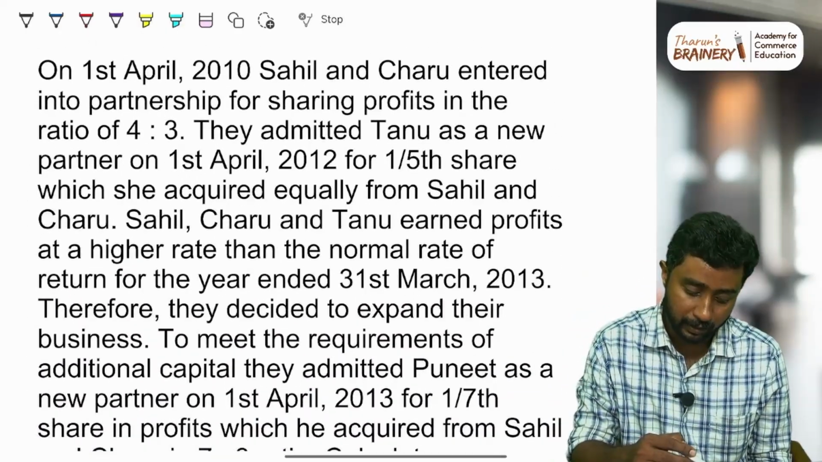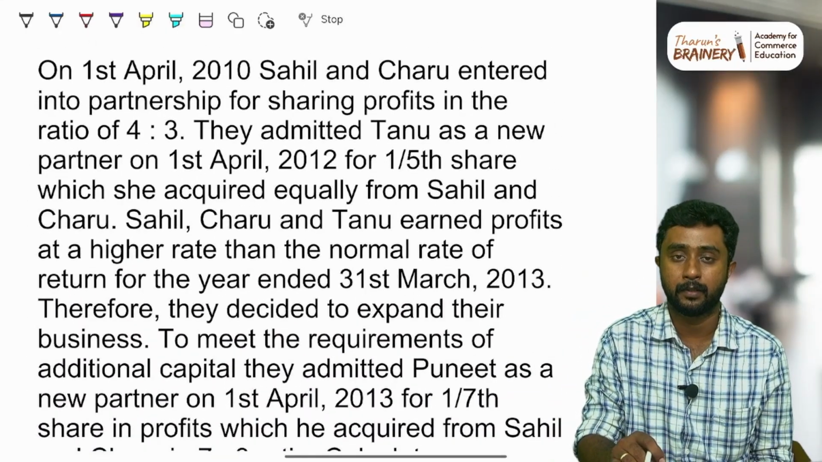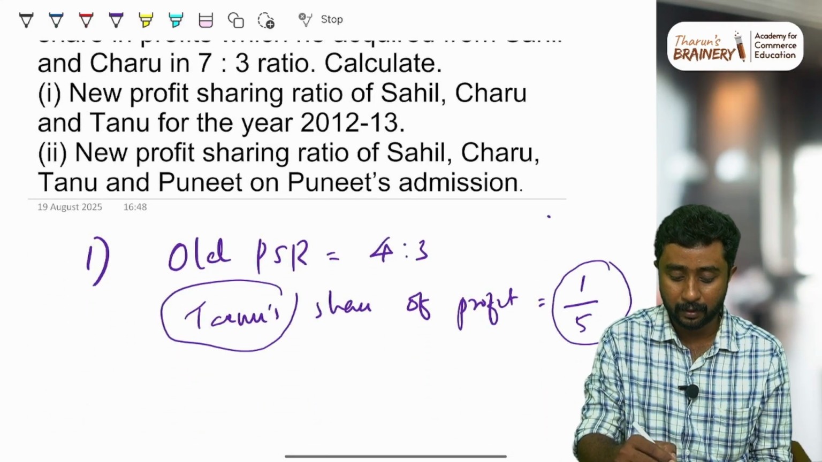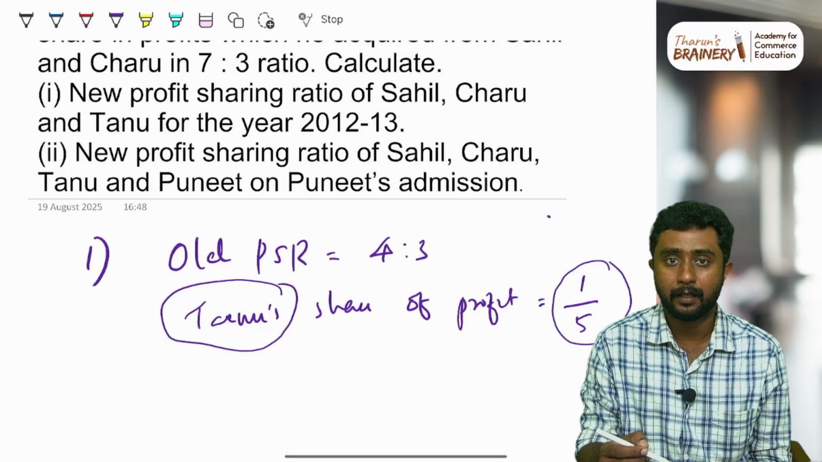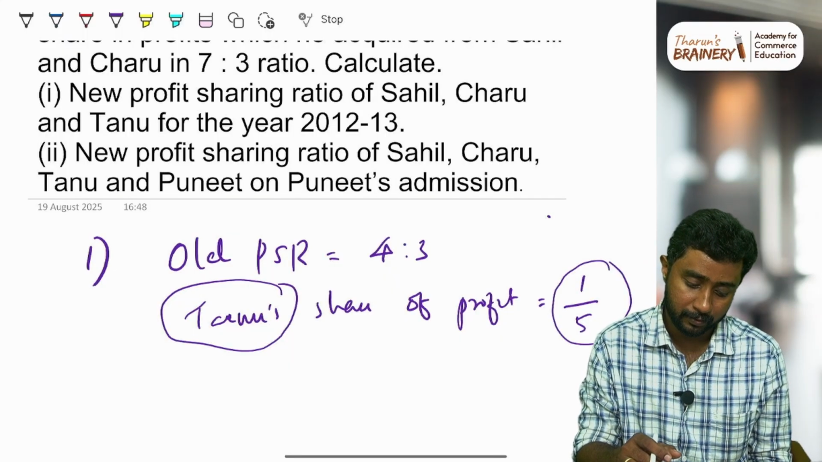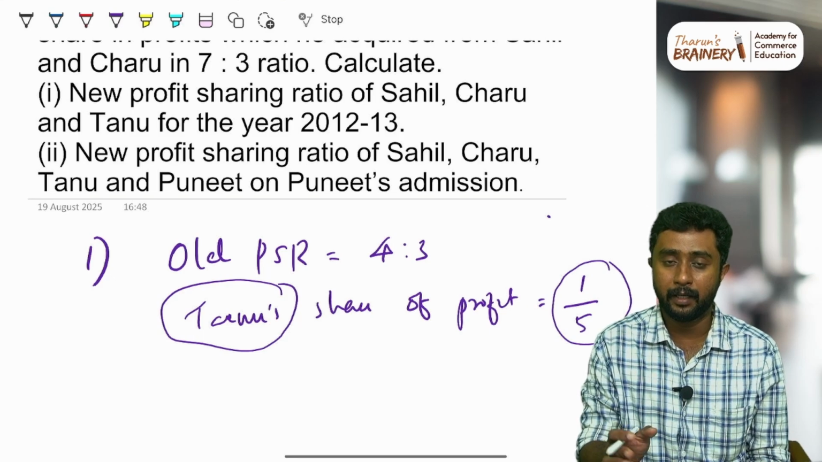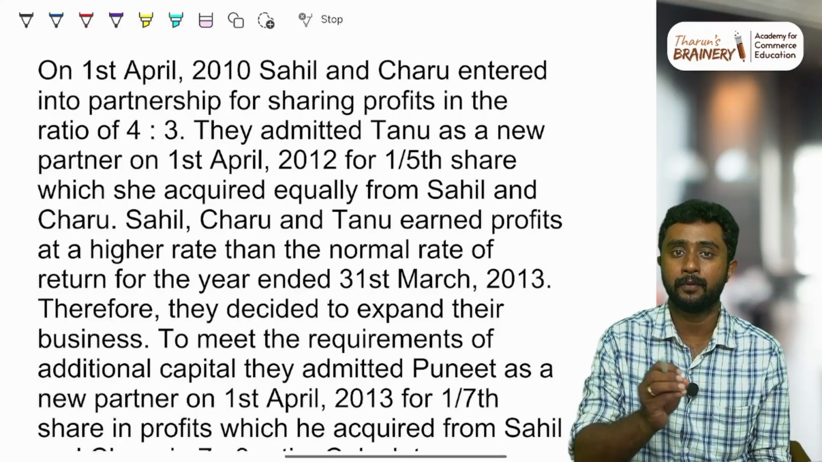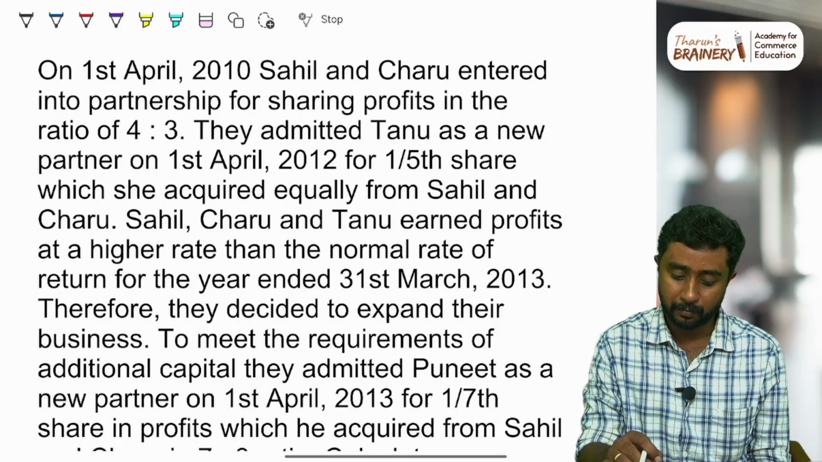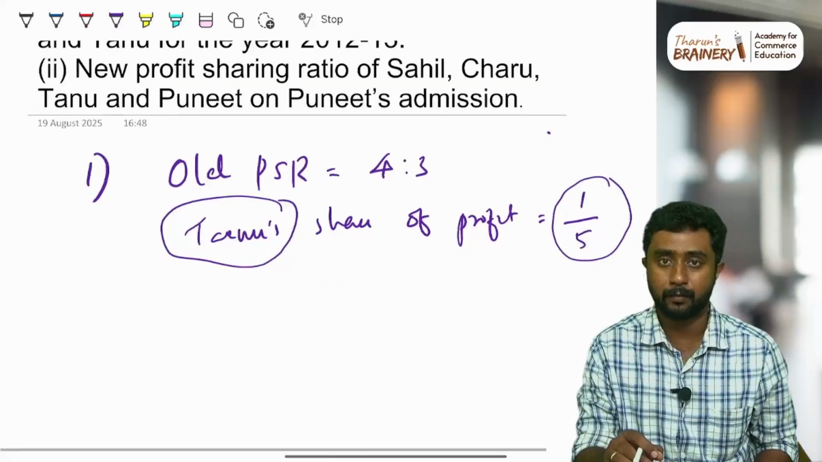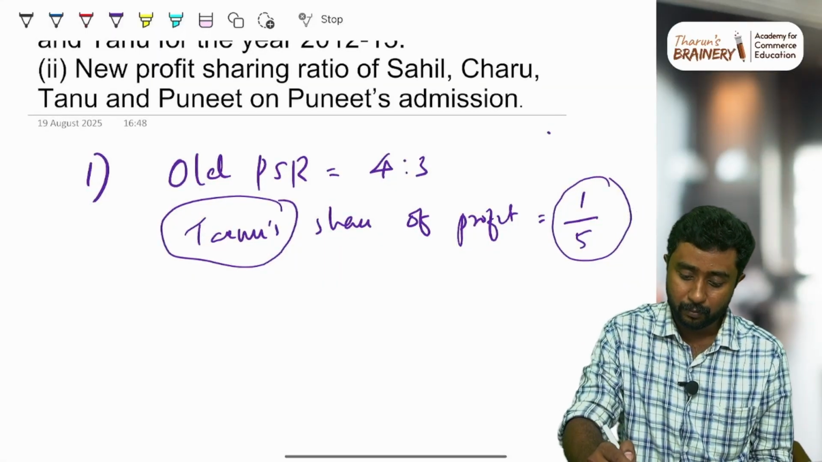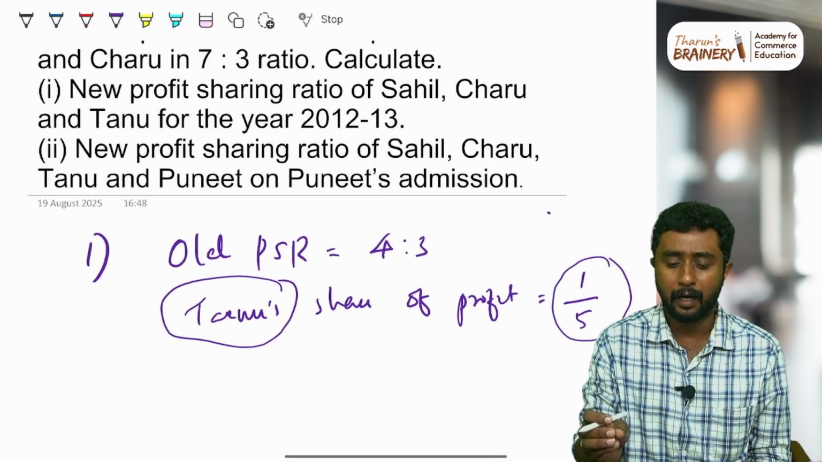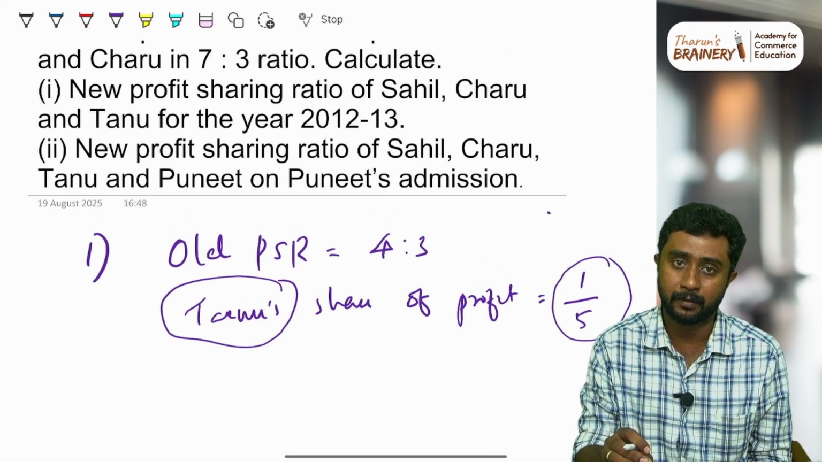After that, they say she acquired it equally from Sahil and Charu. So basically, 1 by 5 is the total share that Tanu is getting. Half of that was given by the first person, Sahil, and the remaining half was given by Charu. Sahil and Charu are giving half of the share that is totally enjoyed by Tanu. So basically, half of this 1 by 5 is sacrificed by the first person, Sahil, and half of this 1 by 5 is sacrificed by the second person, Charu.